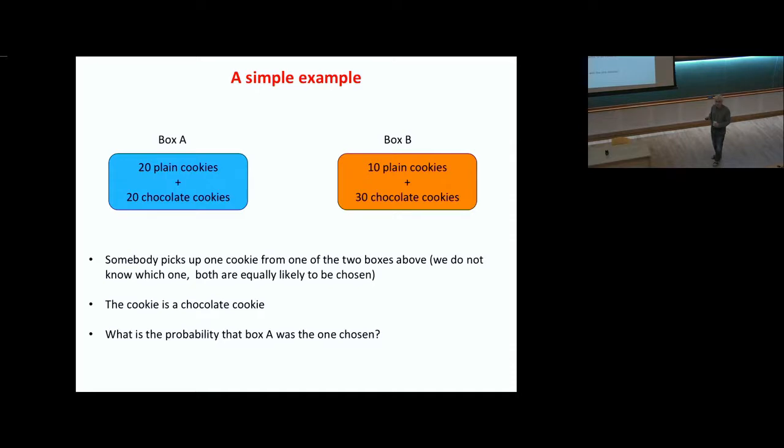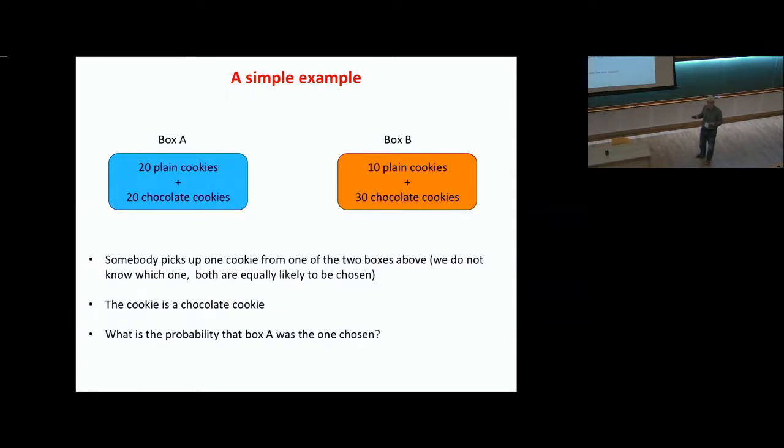And now somebody is picking one cookie from one of the two boxes, but we don't know which one, and is observing a cookie. It turns out it's a chocolate cookie. And you ask, what is the probability that this person has taken the cookie from box A, or from box B, which is 1 minus the first one?